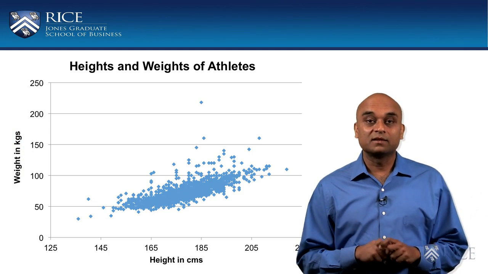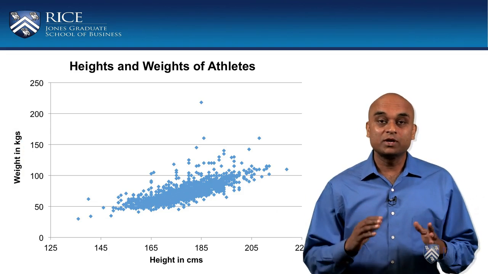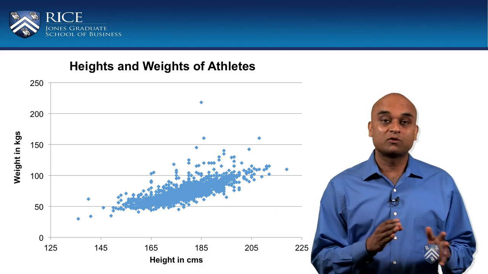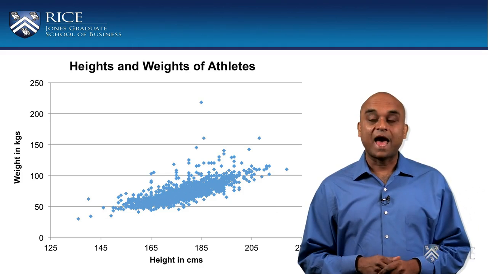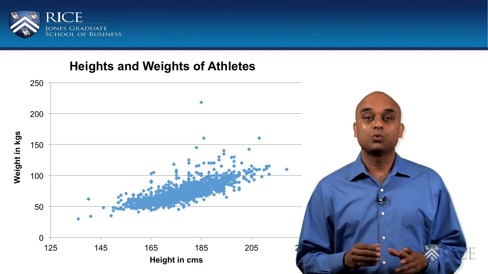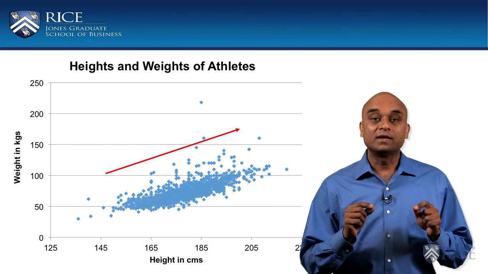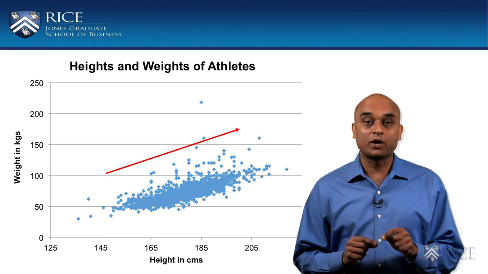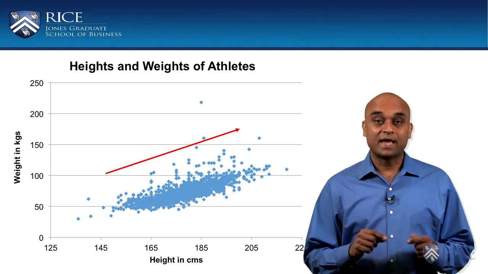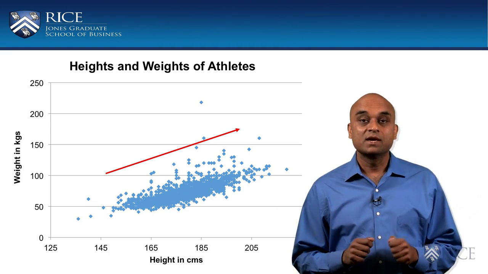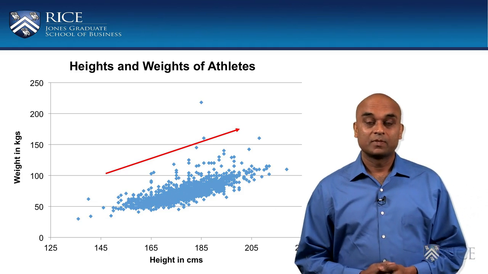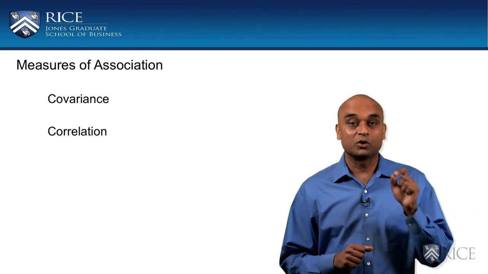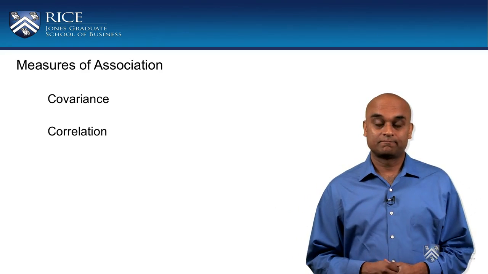Not surprisingly, the pattern of the scatter plot visually indicates that there is a positive relationship between the height and weight of an athlete. That is, as height increases, so does weight. A descriptive measure of association attempts to numerically quantify this relationship. That is, in a set of numbers, describe this relationship. We will study two such measures which are closely related, the covariance and the correlation.